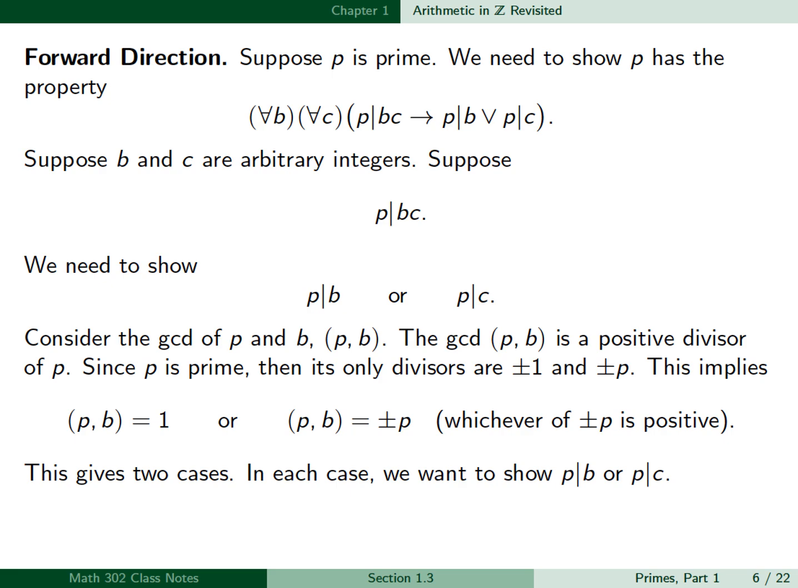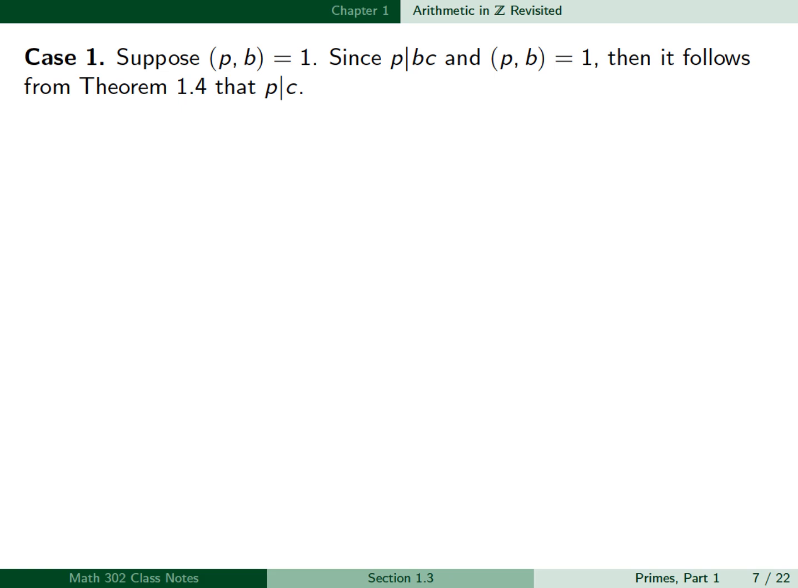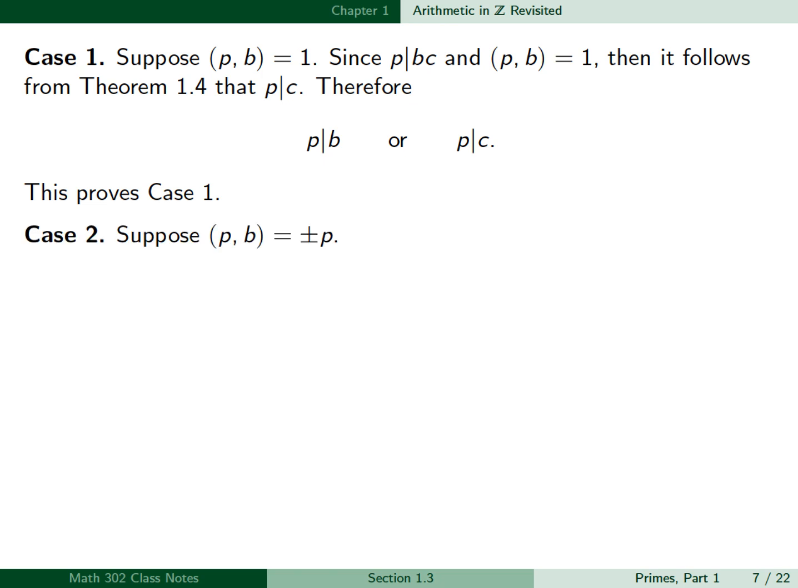So for case 1, let's suppose that the GCD of p and b is equal to 1. Since p divides bc and the GCD of p and b is 1, then it follows from Theorem 1.4 that p divides c. Therefore, p divides b or p divides c is true. And this proves case 1. For case 2, we'll suppose that the GCD of p and b is plus or minus p.